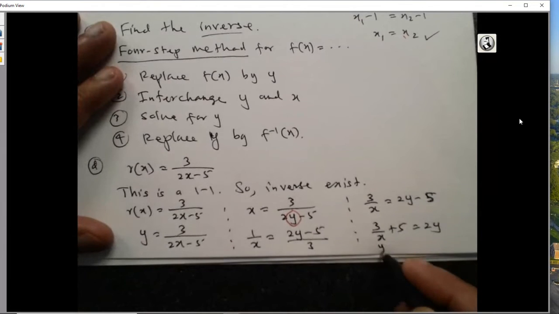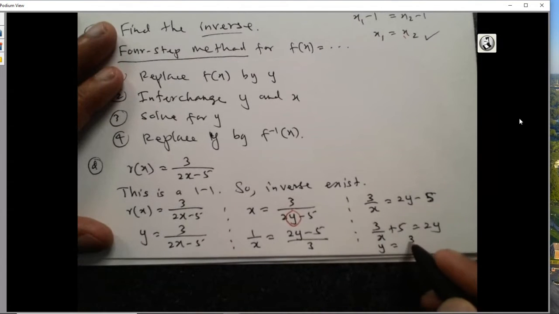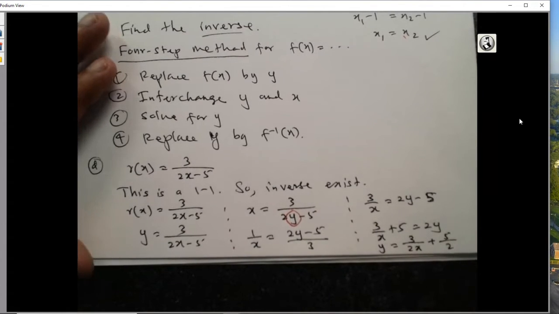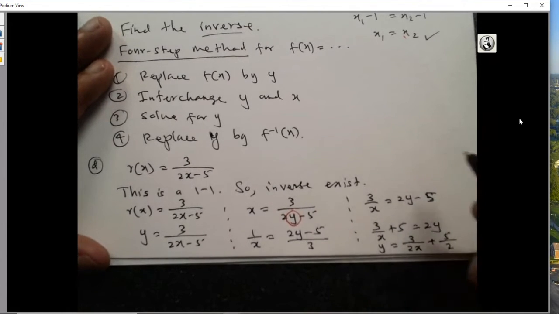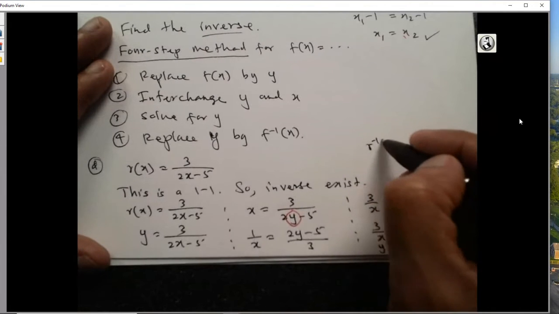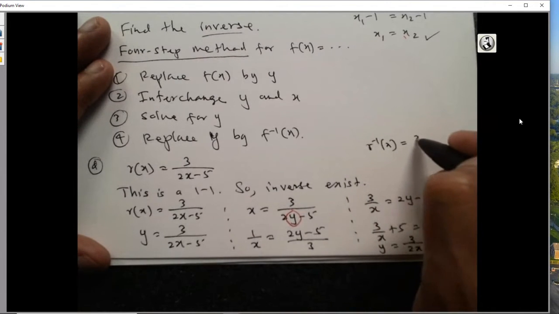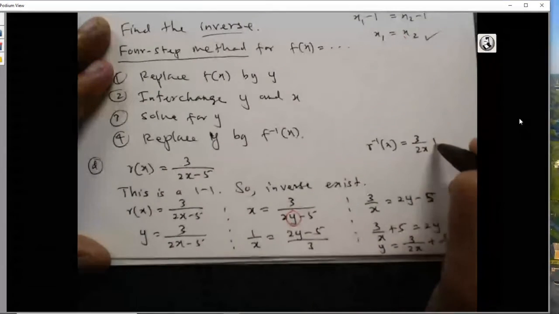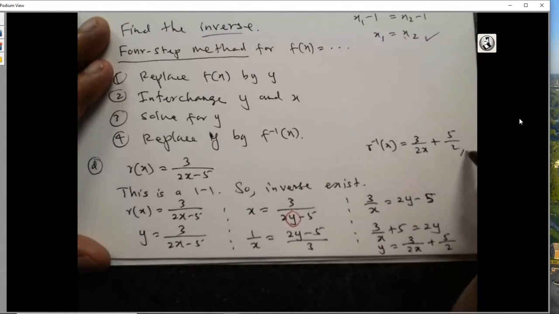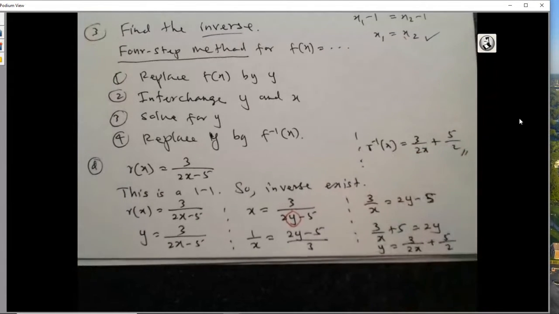Divide by 2. So if you divide by 2, it's going to be y equals 3 over 2 x plus 5 over 2. That's it. Now what we can do is write this answer as f inverse, which is equal to 3 over 2 x plus 5 over 2. So that's the inverse function.